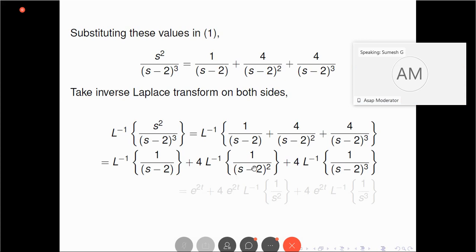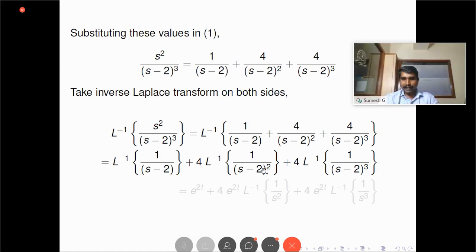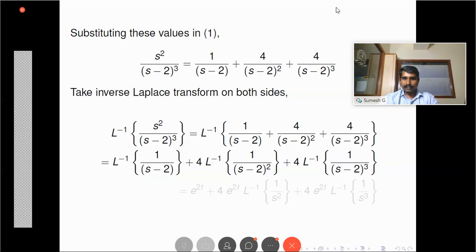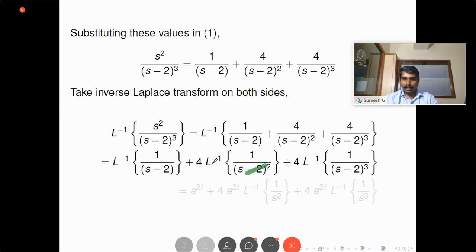To find the inverse of the second term, the second term is of the form 1 by s minus a, or a function of s minus a. So to find the inverse of this expression, we have to use the concept of inverse using the shifting property. To eliminate the effect of this minus 2, we have to multiply this expression by e raised to 2t.